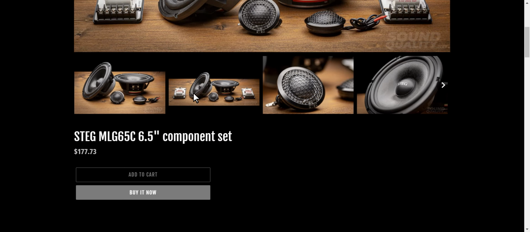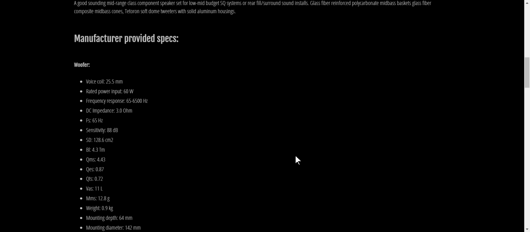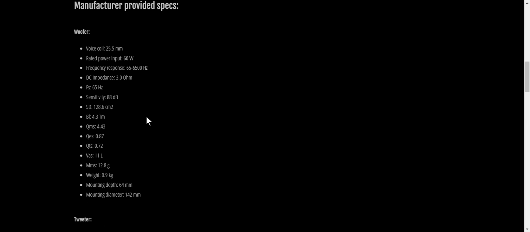Now, we have got these crossovers. You don't necessarily have to use them, but we have got them. Let's start out down here. I'm going to show you a few things that I noticed off the bat. Now, this is the woofer specs, and on the woofers you see it's a QTS of 0.72, which is slightly above 0.707, meaning this woofer is designed to play in an infinite baffle, which is what a door is.